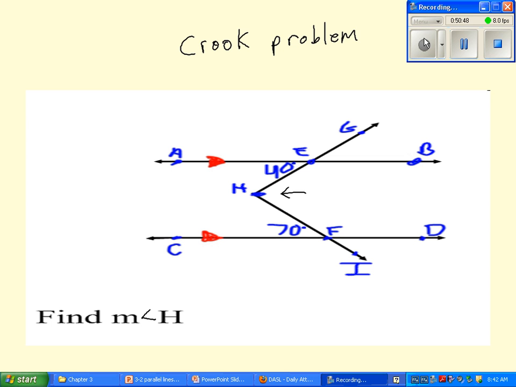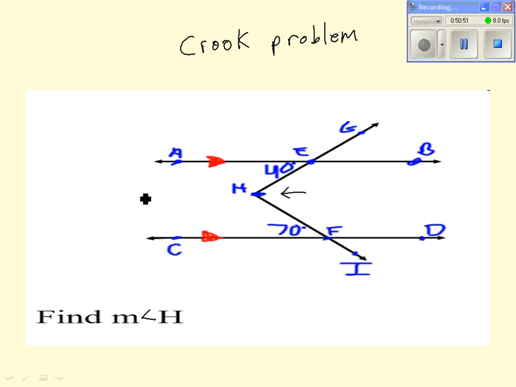What we're going to do first is just draw an extra line that goes right through the crook. So you just want to draw this line first. And what we're going to do with that line is say it's parallel to the other two lines. Now, usually you can't just make up stuff and put stuff in the picture just because it helps you.